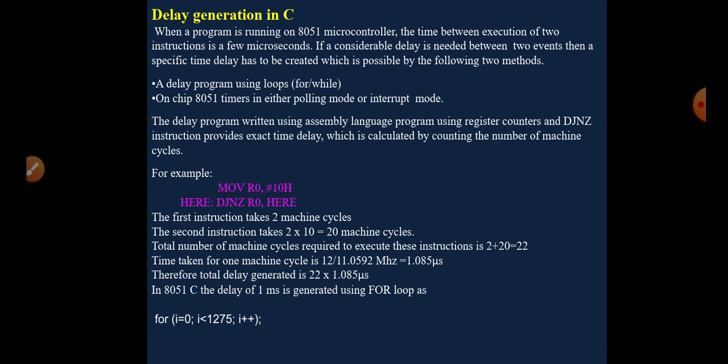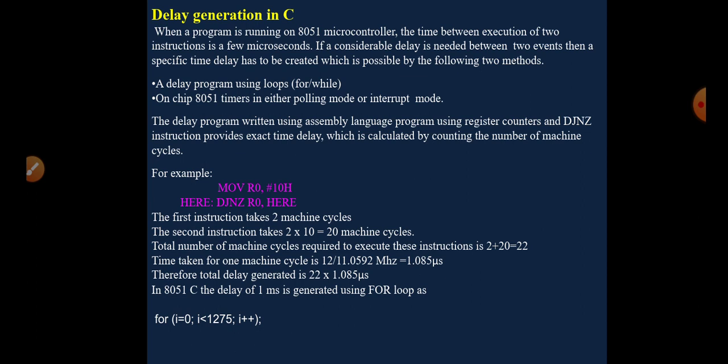So with 2 into 10, I can say it as 20 machine cycles. The total number of machine cycles required to execute both these instructions: the first instruction requires 2 machine cycles, and the second instruction is executed 10 times, requiring 2 machine cycles each time, that is equal to 20. So 2 plus 20 equals 22. To execute these two instructions it requires 22 machine cycles.